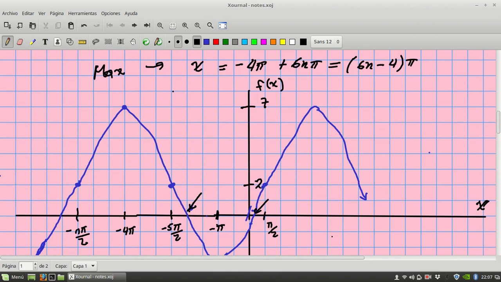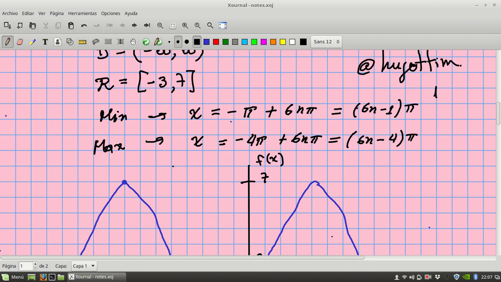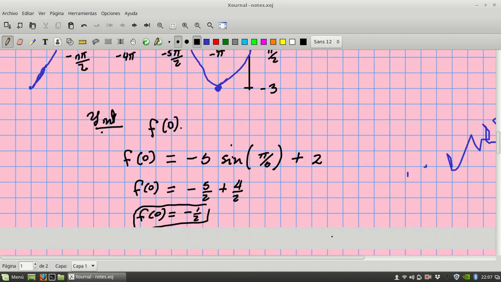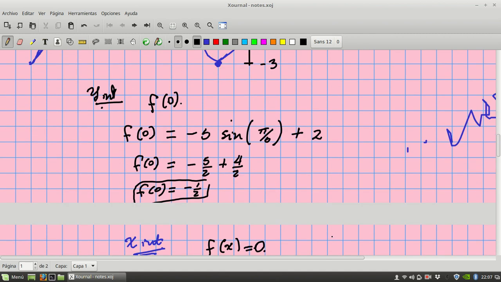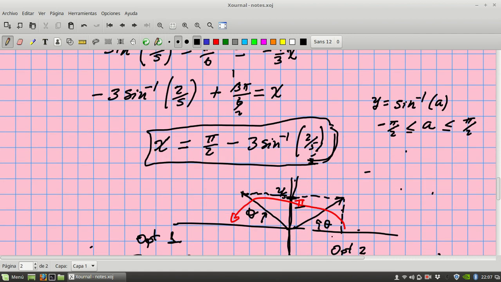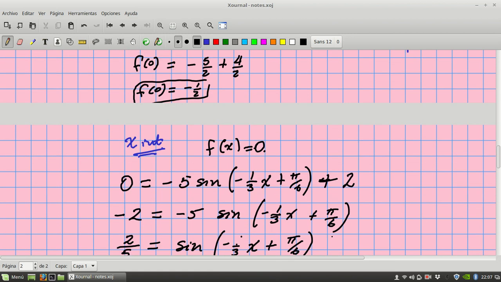You know, in the last video we analyzed minimum, maximum, domain and range. And in this case we saw the graph, and with the graph we found y-intercepts and x-intercepts.